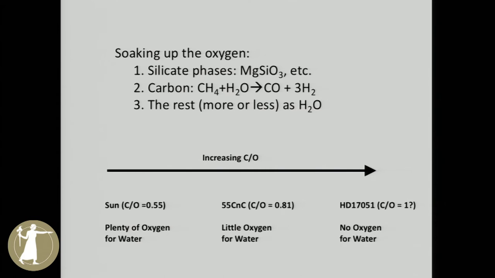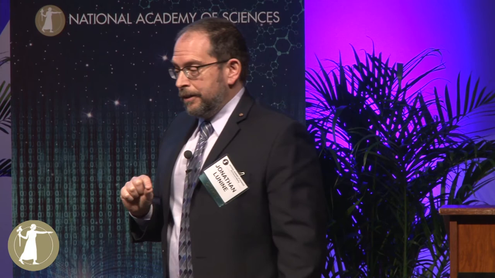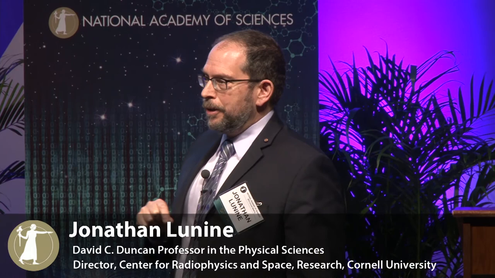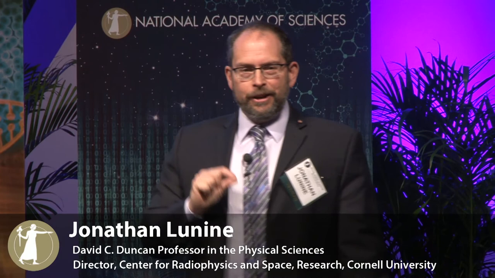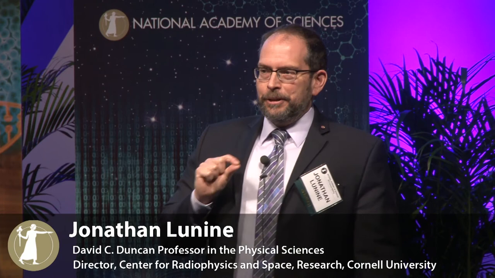And if the carbon to oxygen ratio in bulk is only 15% higher than it is in our system, there will be virtually no water. And there will be no life. Now, work by Geoff Marcy and colleagues and others have suggested that the solar system may be a little bit unusual in having a low carbon to oxygen ratio. The average carbon to oxygen ratio, from an elemental point of view, in our galactic neighborhood may actually be a little bit higher than 0.55. And so, habitable planets may be rare from that point of view.